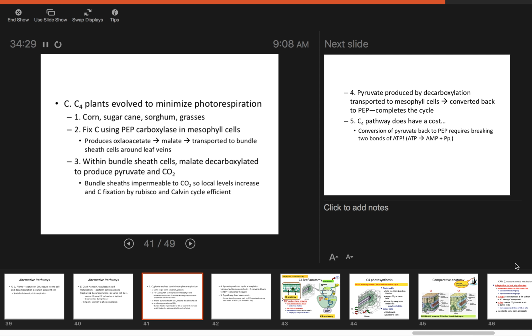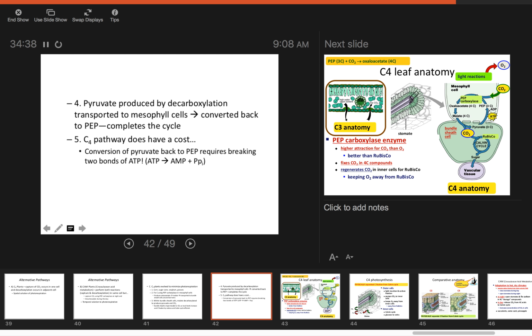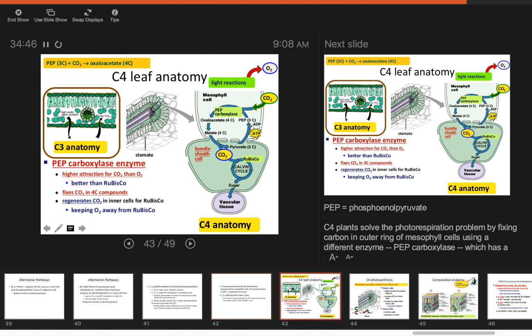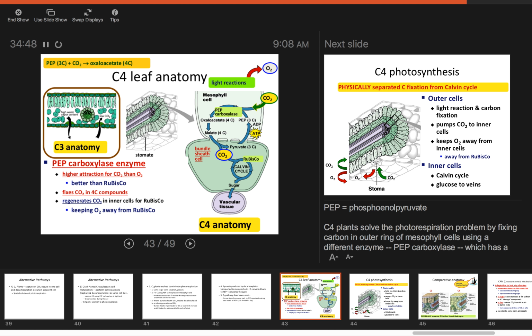All right, so as we bring in carbon in the mesophyll cells, eventually it's going to produce pyruvate and some carbon dioxide, and it's going to get shuttled and eventually converted back to PEP. So it does have a cost. You're going to burn a little bit of ATP doing this. But here's the anatomy for it.